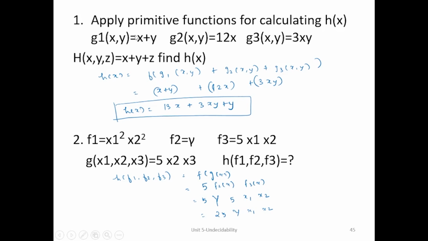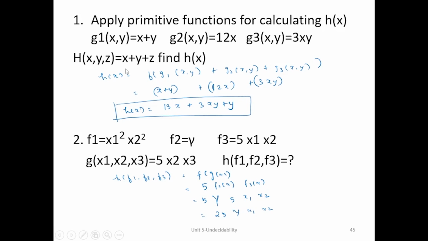So here the question is asked like this: apply primitive functions for calculating h of x. They are giving three different functions with two variables, g1 of x y, g2 of x y, g3 of x y, but the values differ. For g1 the answer is x plus y, for g2 it is 12x, for g3 it is 3xy. And I want to frame f of x y z. So there are three values. You should sum up these three values.